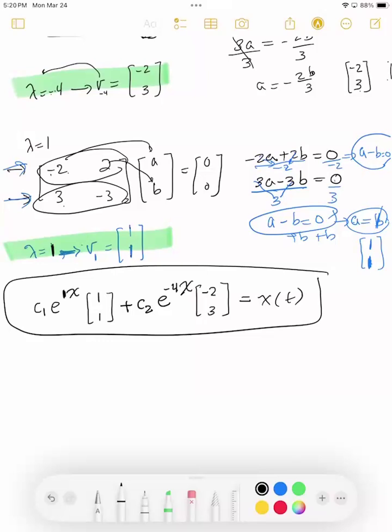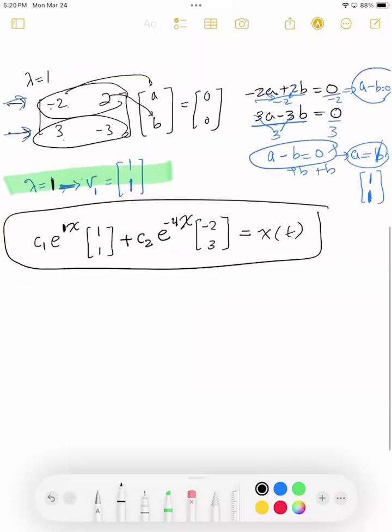Since it's not an initial value problem, I will not know what C1 and C2 are. The way they want you to put your answer in the computer, they want you to multiply this scalar by 1 and by 1. They want you to multiply this scalar by -2 and +3, and then they want you to add the two vectors.